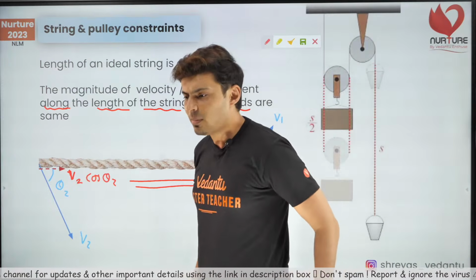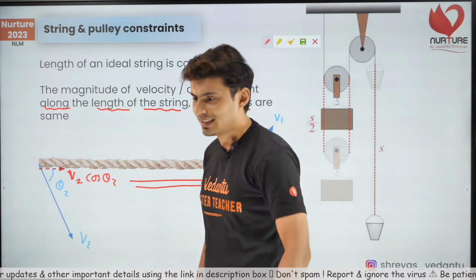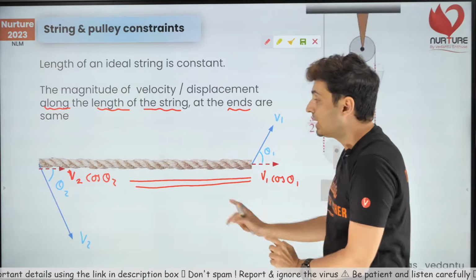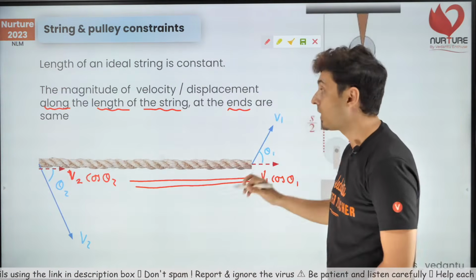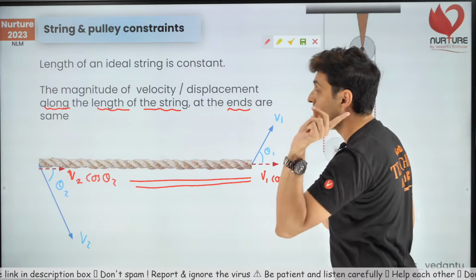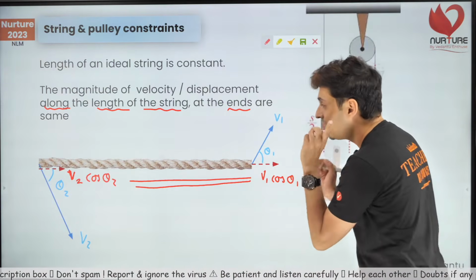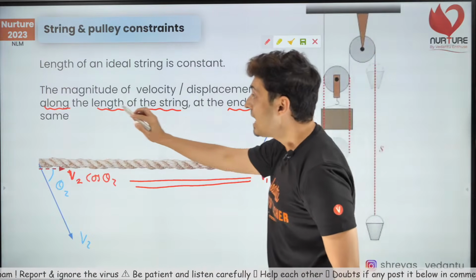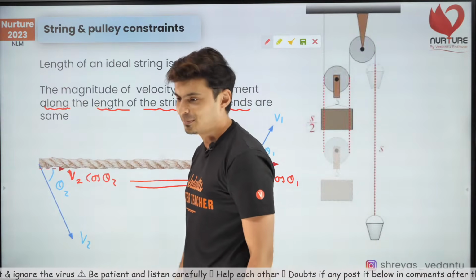Yes. Everybody clear? Very good, Shreyas. Cos pass. Yes, V1. No, V1 is not equal to V2. V1's cos component is V2's cos component. Don't get me wrong. I never said V1 is equal to V2. No. V1's component is V2's component along the string. That's why I have highlighted this word along.